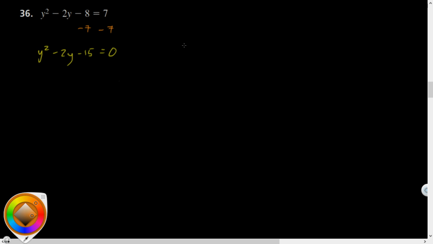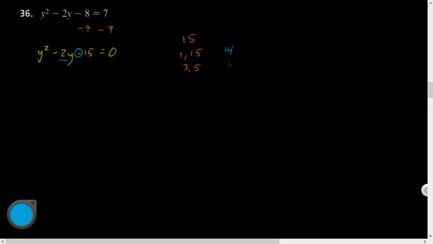Now I'm going to find the factors of that 15. 1 and 15, 3 and 5. And my question is, which of those subtract, because the 15 was negative, to be 2. So 1 and 15 have a difference of 14, 3 and 5 have a difference of 2. Ding, ding, ding. And I can now factor this as y with a 3 and y with a 5.